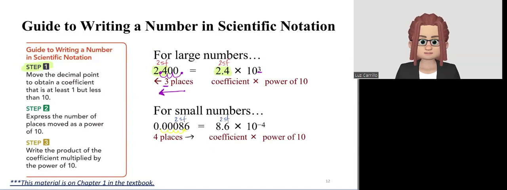Now, since our movement of the decimal place for a small number is from left to right, that means that my power 10 exponent is negative. And again, it illustrates the places that I move that decimal place. Let's take a moment and actually do some practice problems in order for us to understand this concept.